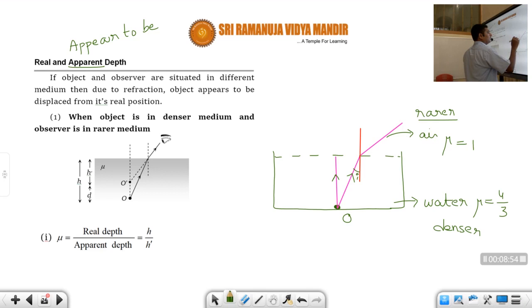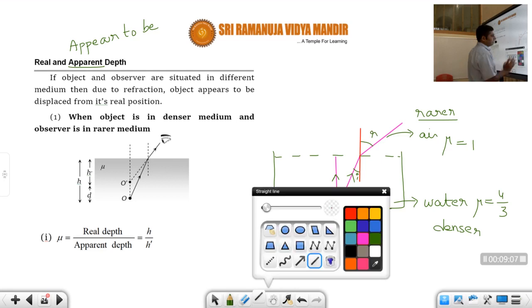This angle is called the angle of refraction. Now what about this ray students, which is incident normally to the surface? This ray won't bend. This ray would go straight, because here angle I is 0.